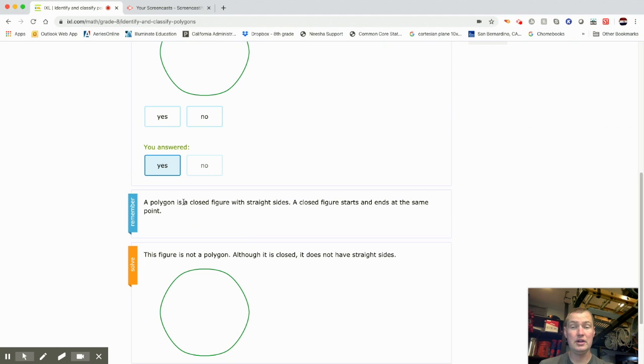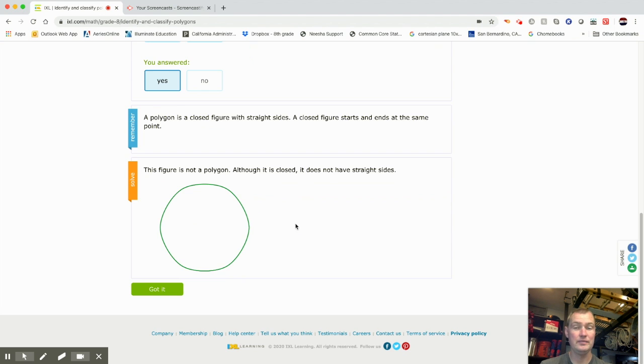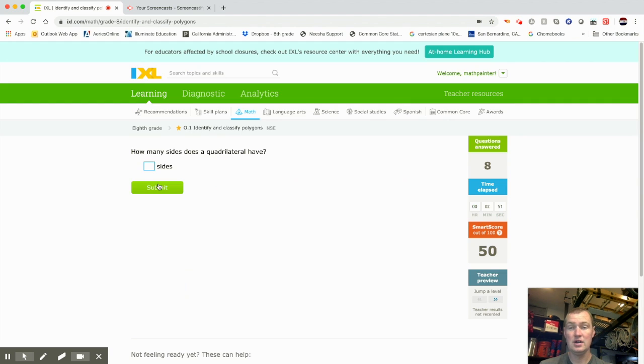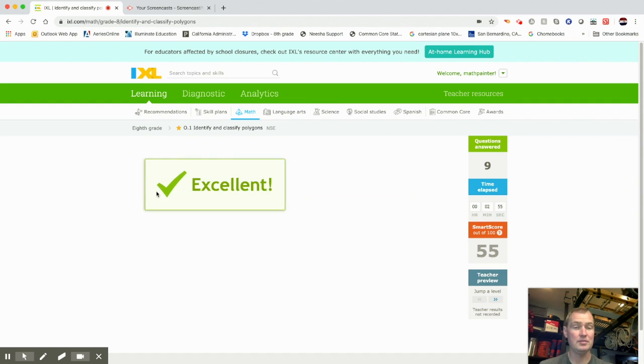So a polygon is a closed figure with straight lines. Okay, so that's going to be important there. So we know. All right, how many sides does a quadrilateral have? Quadrilaterals have 4 sides. Beautiful.